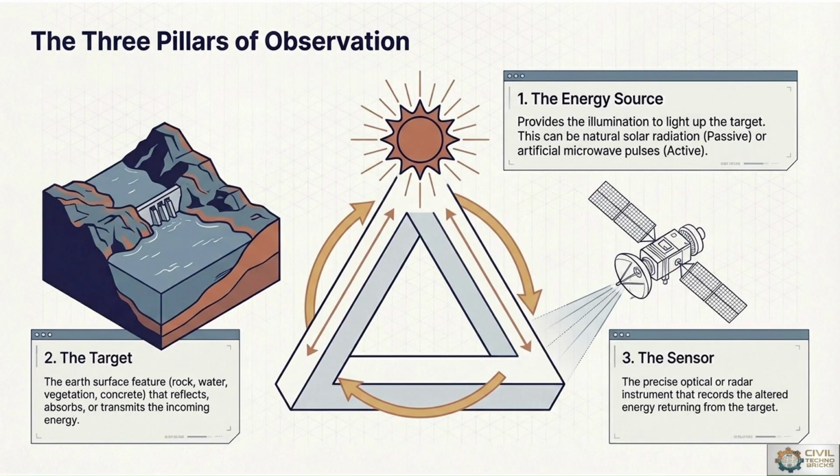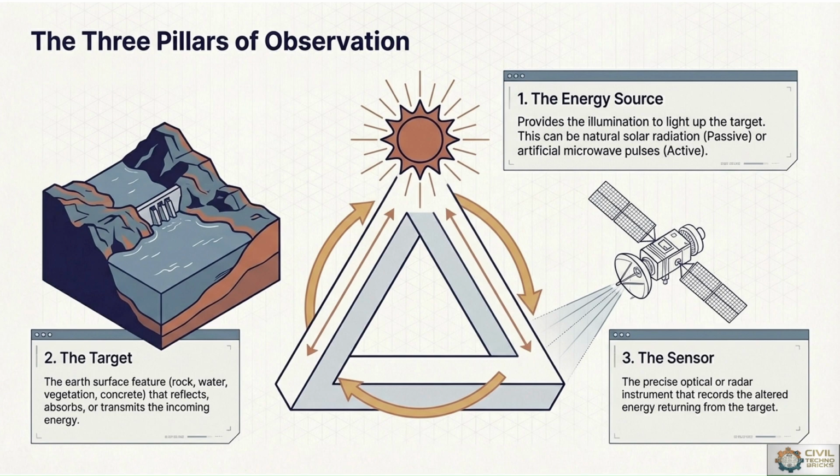The three pillars of observation, or data collection: first is the energy source, that is the sun. Second is the target, where the rays emitted from the sun are incident on the material or body on the earth's surface with reference to its geoid curvature. And third is the sensor, which receives or emits the ray. The energy source provides the illumination to light up the target. This can be natural solar radiation, that is the passive sensors, or artificial microwave pulses, that are the active sensors.